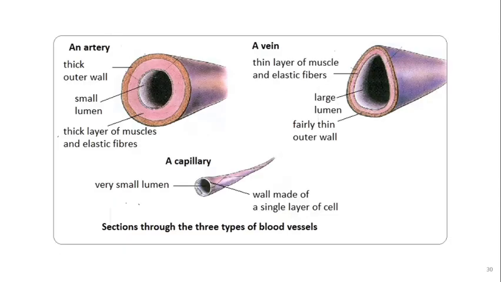So in this picture, we can see the difference between an artery, a vein, and a capillary. An artery has a thick outer wall. It has a small lumen and a thick layer of muscles and elastic fibers. A vein has a thin layer of muscle and elastic fibers. It has a large lumen and a fairly thin outer wall. While the capillary has a very small lumen and a wall made of a single layer of cells.